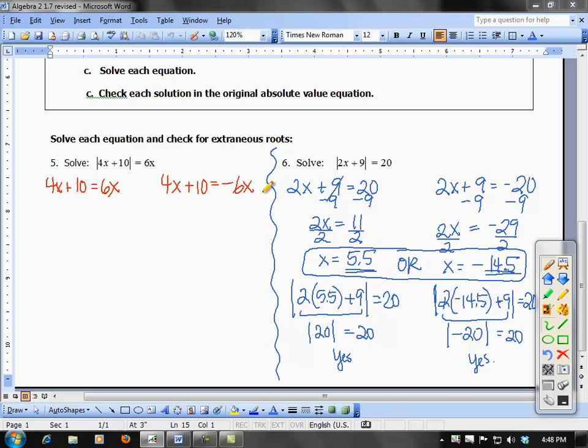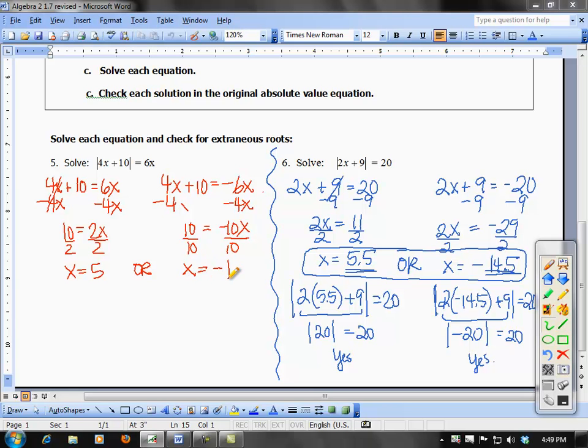Okay, let's solve. I'm going to move the 4x this time because I already have an x over there. So I have that 10 equals 2x. When I divide by 2, we're saying right now that x is 5. And then I have a big fat or in the middle because they're two separate answers. Let's do it again. If I subtract 4x, 10 equals negative 10x. So I divide by 10, x equals negative 1.